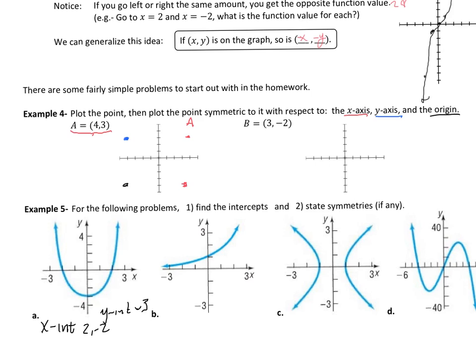Part C. X-intercepts. At plus and minus 1, right? Okay, y-intercept. None. Origin symmetry. Where did that come from? Symmetry. Is there y-axis symmetry? Yeah. Absolutely. Is there x-axis symmetry? Yes. Absolutely. Is there origin symmetry? Yes. Absolutely. It has all 3. Okay? That is a rare occurrence, but it does have all 3 symmetries.